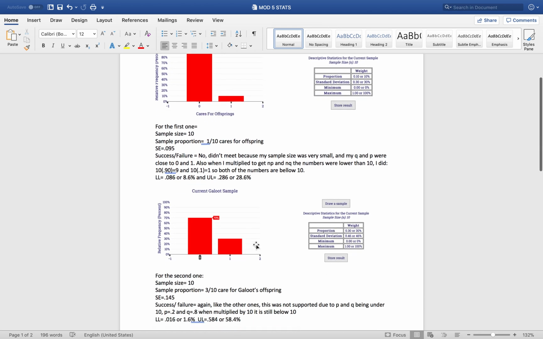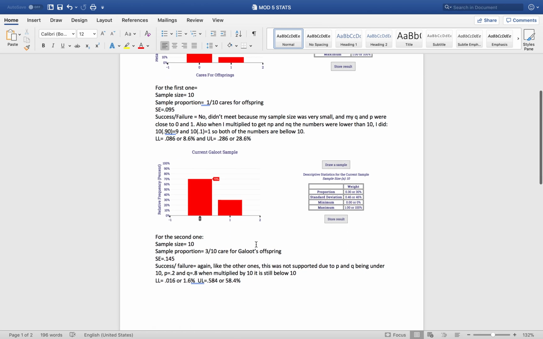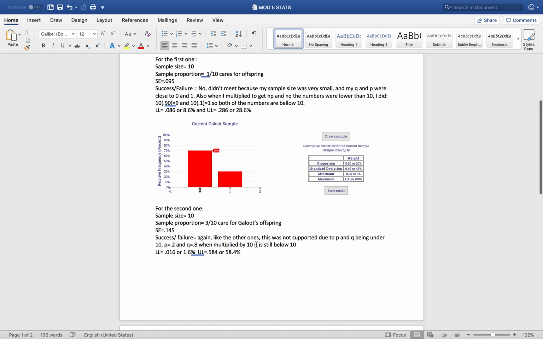Okay, so I did the same for the next one, the exact same thing, all of it. This one is 3 out of 10 wanting it, and the SE I got is 0.145. I also said that this did not pass the success-failure condition. Again, can somebody please tell me if I'm doing this right or wrong?